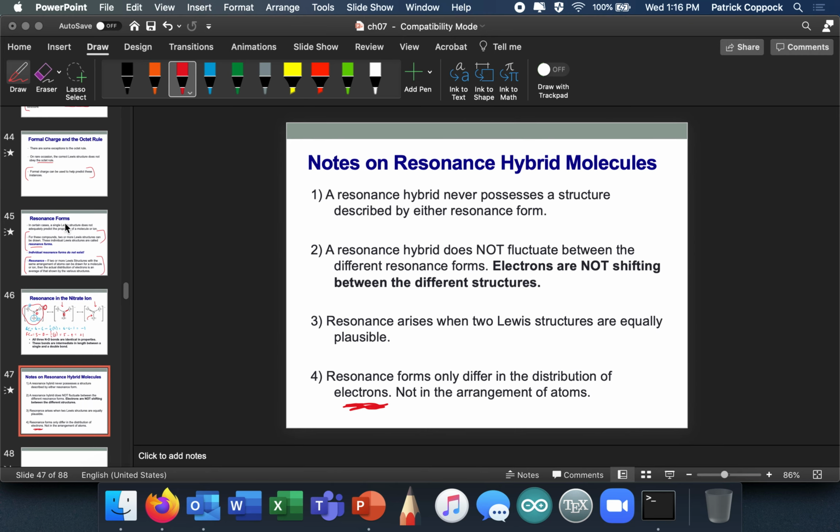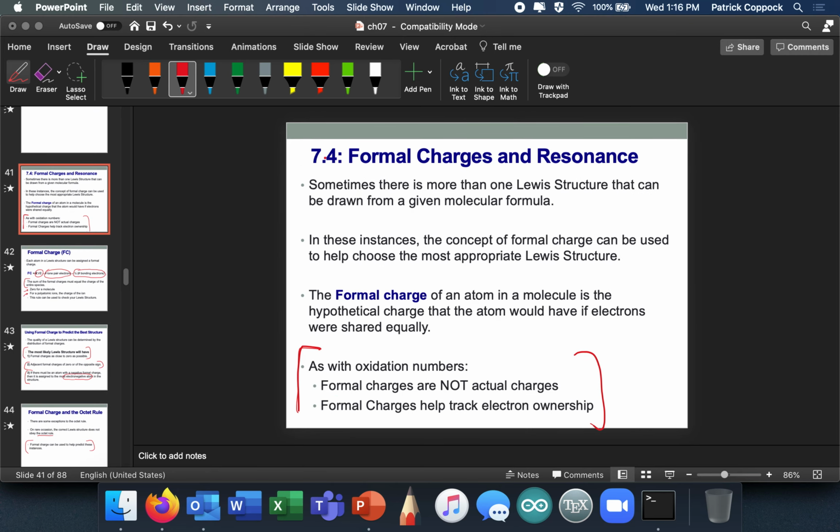Okay, so that's a fast introduction to formal charge and to resonance. Let's go practice.